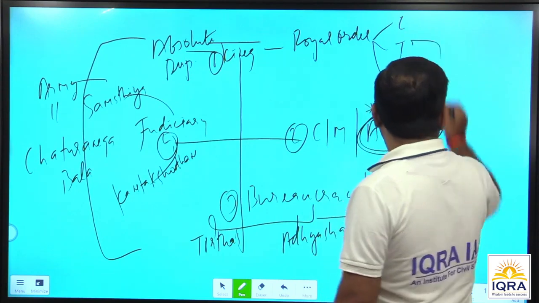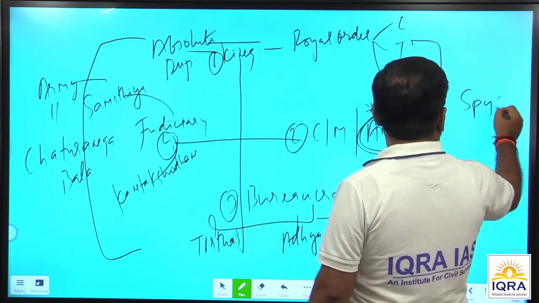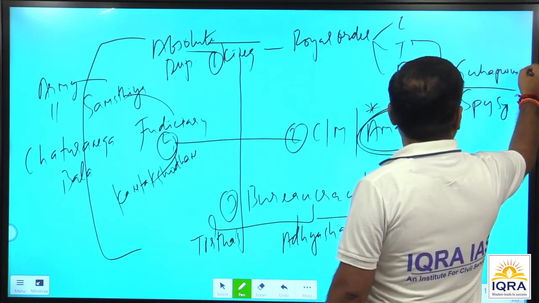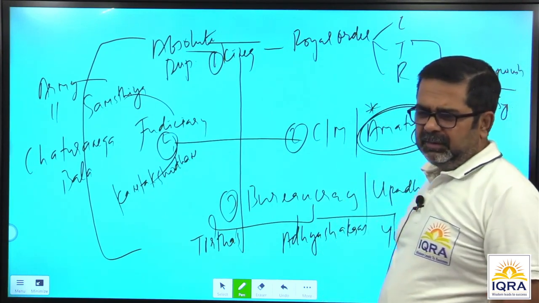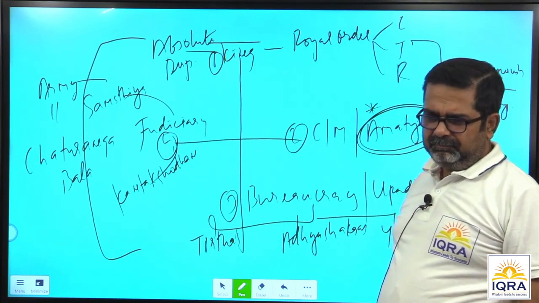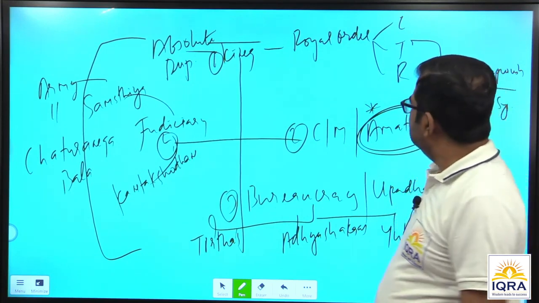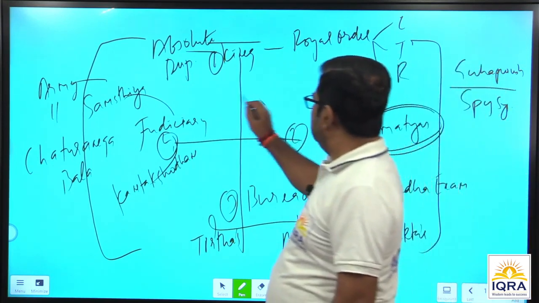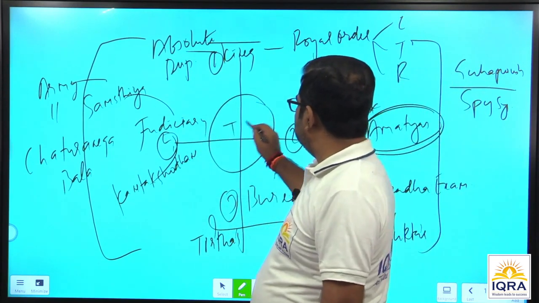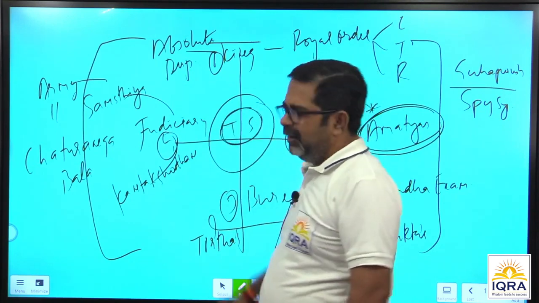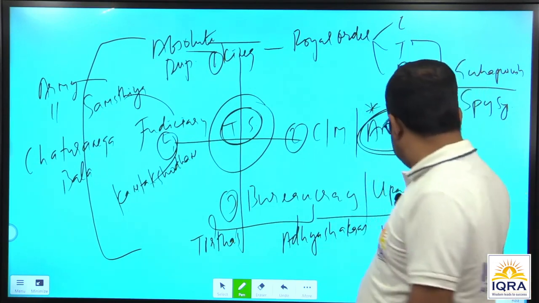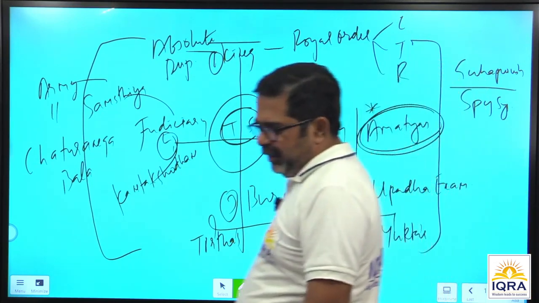Army. Spy system called Guhapurush. Involvement of almost all the sections. And the 7th, the taxation system. There can be no state without taxation. In the taxation system, I'll tell you about taxation.